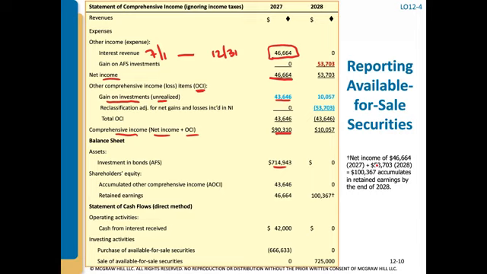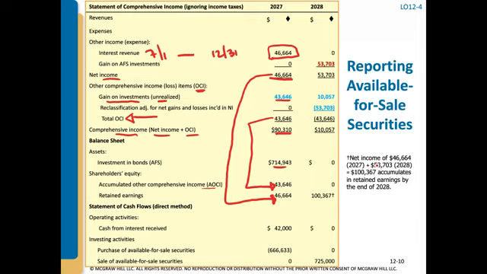Let's look at the shareholders equity section because it's a little different than the other ones we've looked at before. This shareholders equity section has two accounts. It has the accumulated other comprehensive income. So right here, our total OCI goes right in here into the accumulated. And then our actual net income from our income statement, the 46, goes right into the retained earnings. Okay, so our shareholders equity has two accounts in 2027 that have a balance.